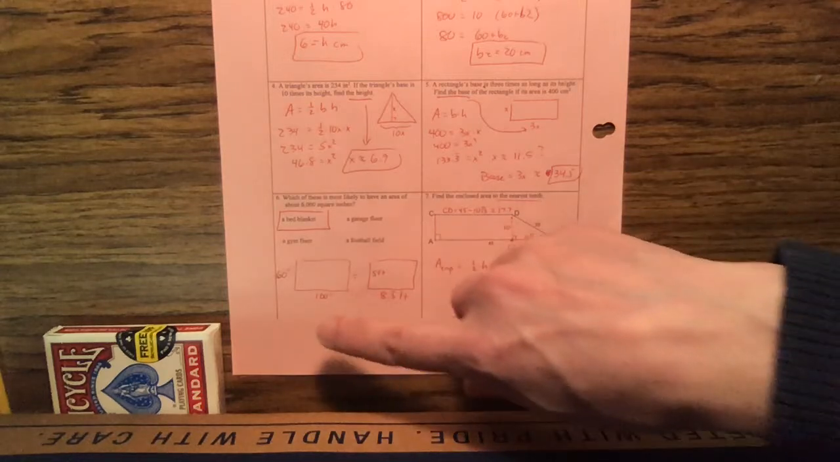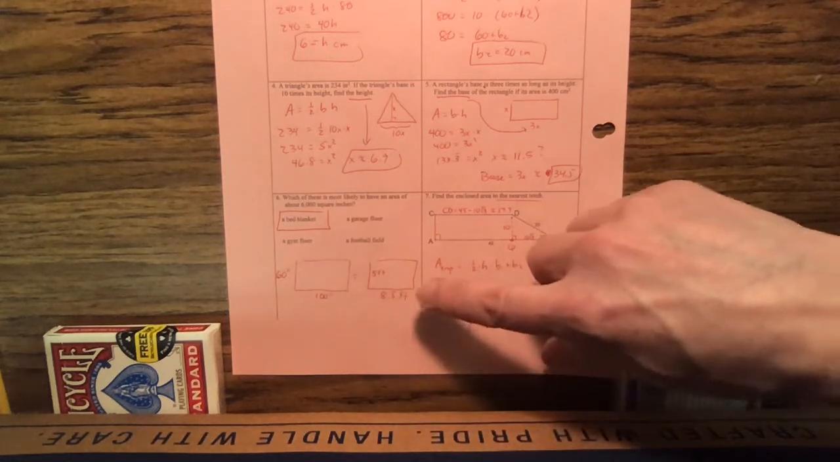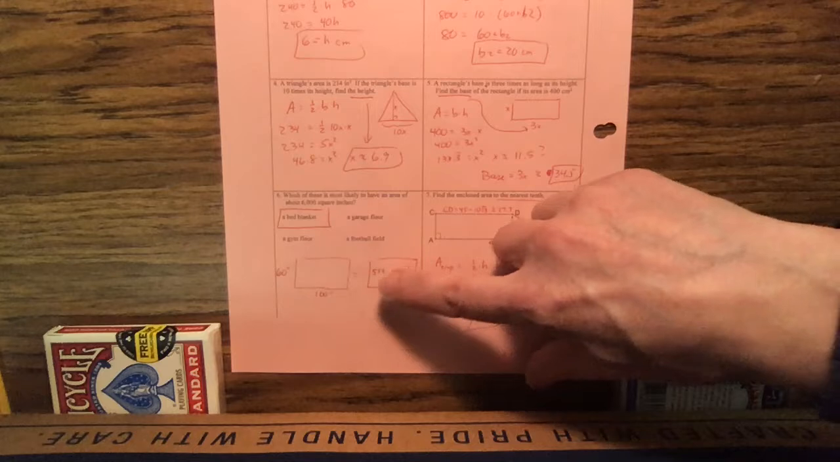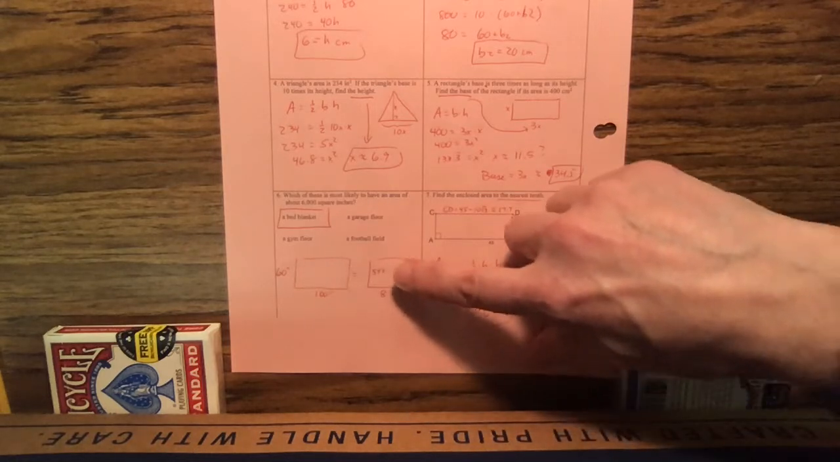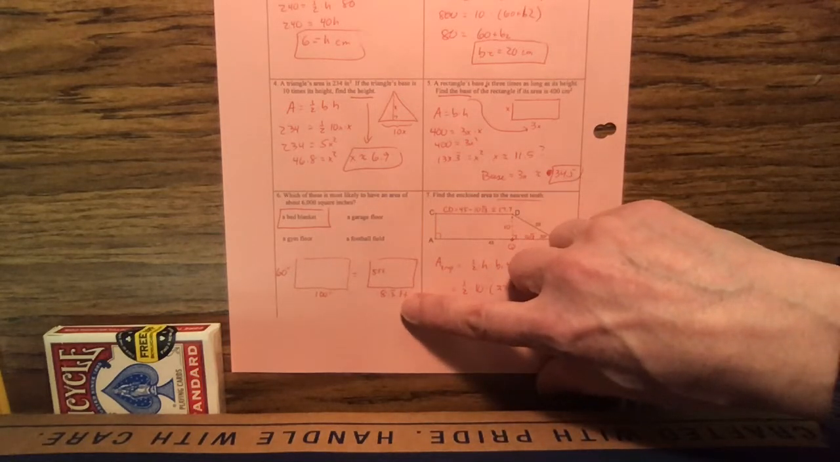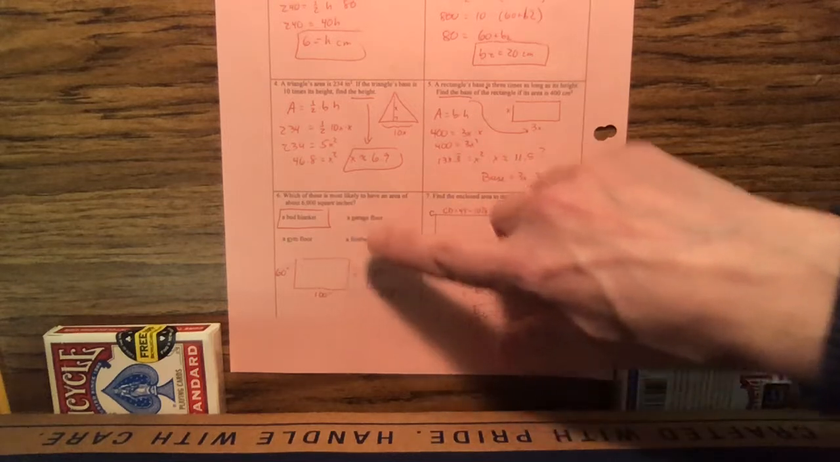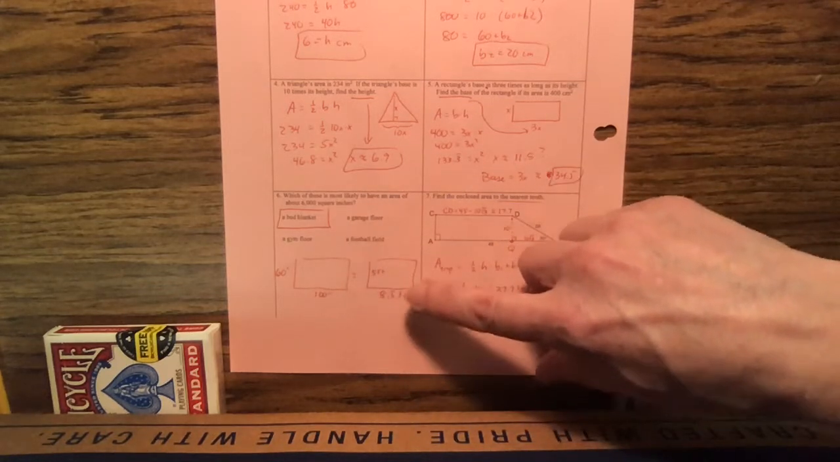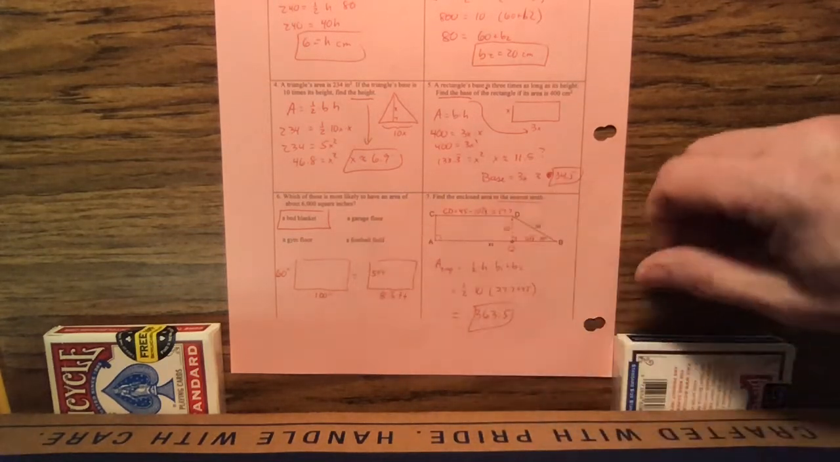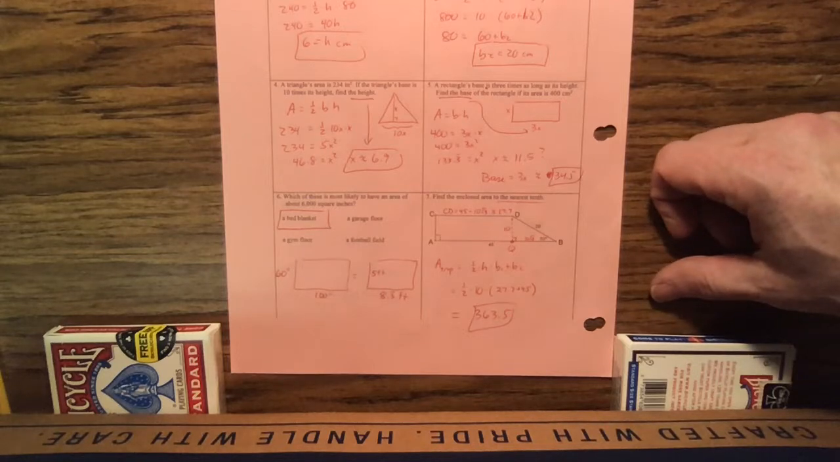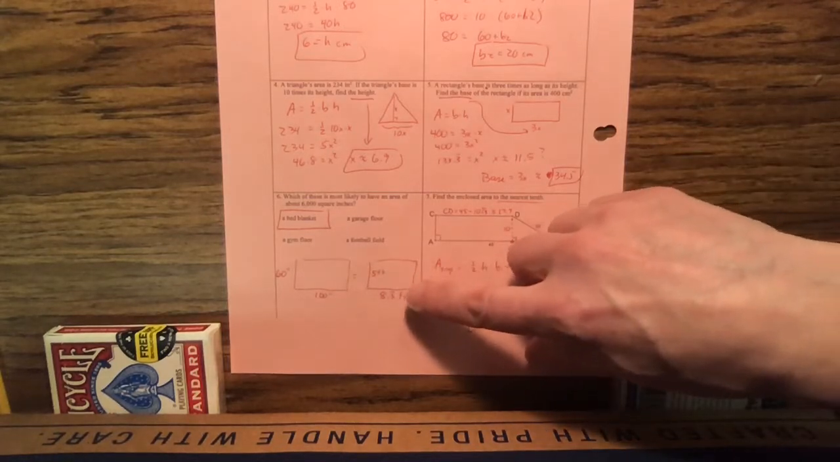But 60 inches by 100 inches is easily converted to feet, dividing each by 12. You get 5 feet by 8 1/3 feet. And of all of the choices that you're given here, I think a bed blanket seems far and away the most reasonable choice for that area.